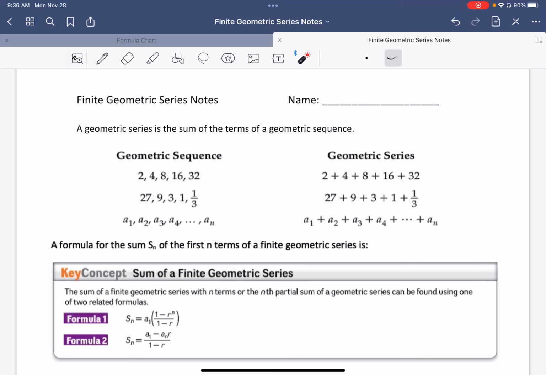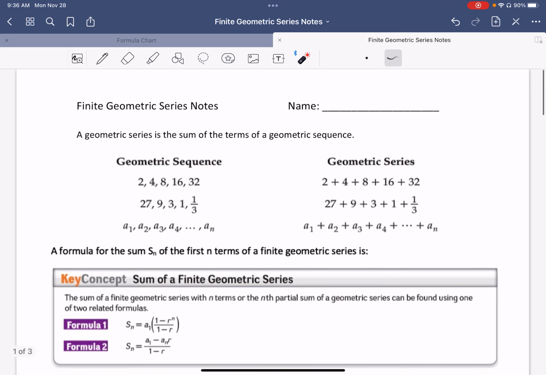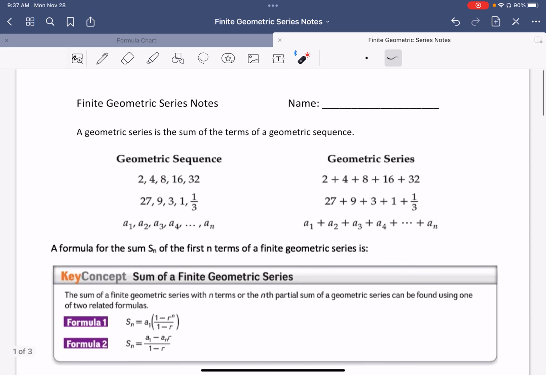Welcome to another video. Today we're going to be talking about finite geometric series. A geometric series is the sum of the terms of a geometric sequence. So you can see on the left hand side we have sequences, on the right hand side we have series. They are the same exact numbers. The only difference is that sequences are listing the numbers separated by commas, and the series are being added because it's the sum of all the terms of the sequence.